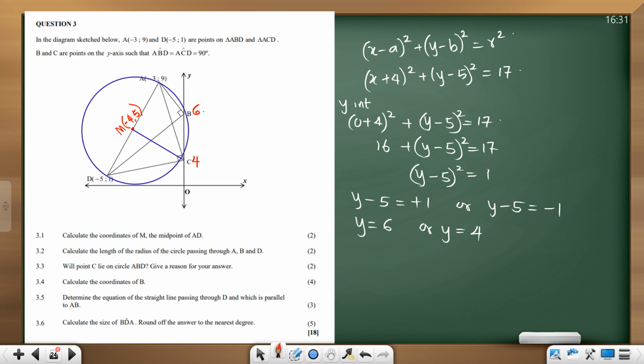Guys, is it making sense though? Awesome. Determine the equation of the straight line passing through D, which is parallel to AB. Yes, talk to me quickly.